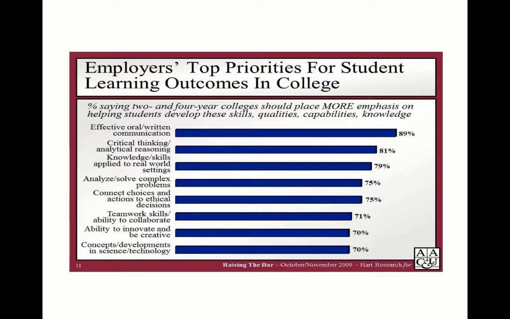I want to talk about the reasons for the way this course is structured. It's inspired by a survey that was done with employers, asking what skills they want to have in college graduates. The top things that employers are looking for are being able to communicate effectively, oral and written, think critically, analyze, apply information to the real world, solve complex problems, make ethical decisions, work in a team and collaborate, be creative and innovative, and have some knowledge of science.